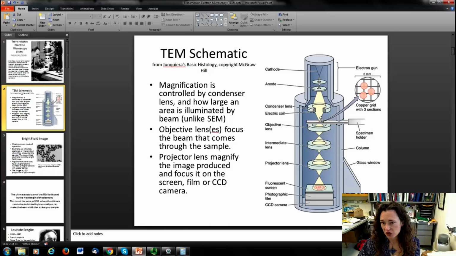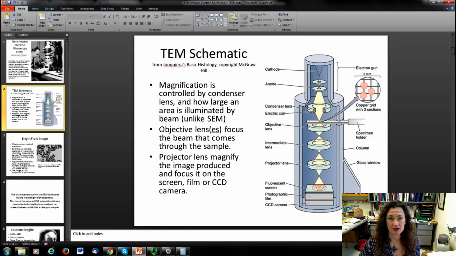But once the electron beam passes through the sample, the objective lenses focus that beam that comes through, kind of similar to the optics on a transmitted light optical microscope. Okay? So it focuses the beam that comes through the sample, and then there's a projector lens that magnifies that image and focuses it below in some way.